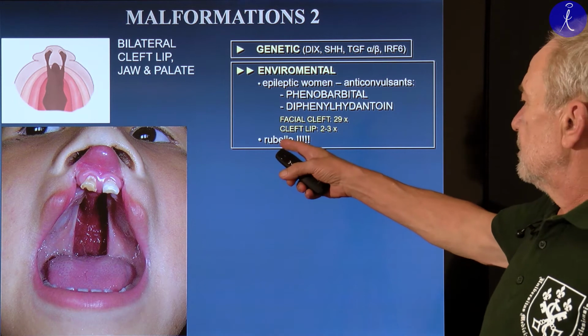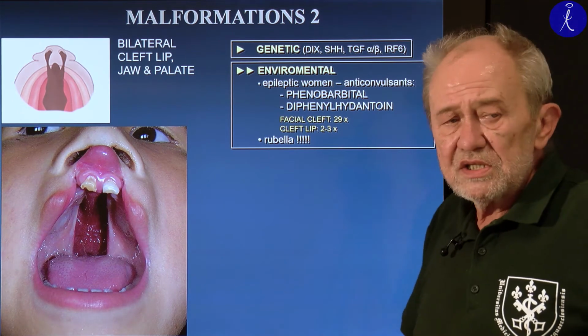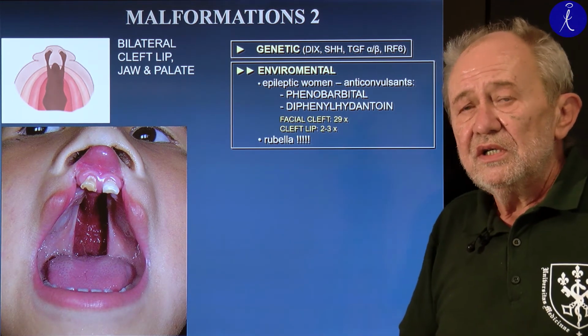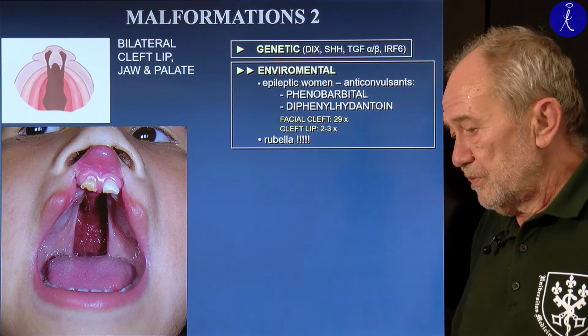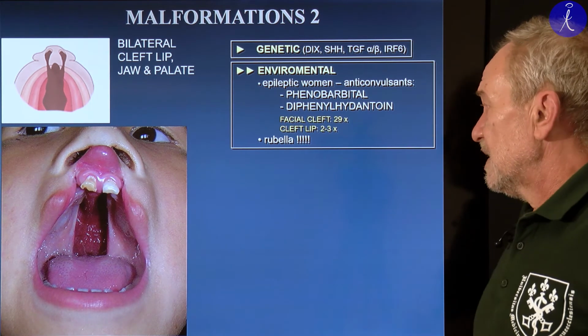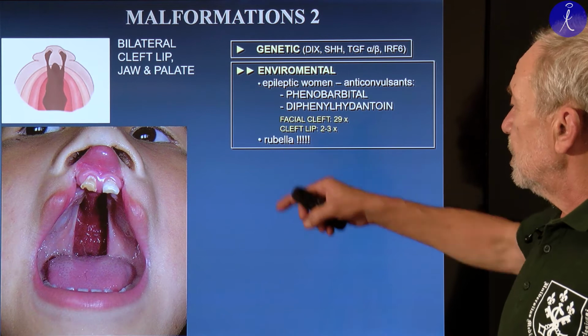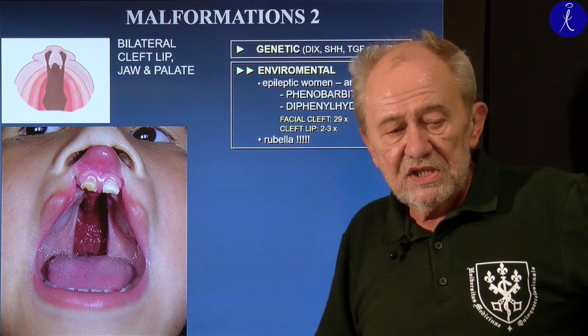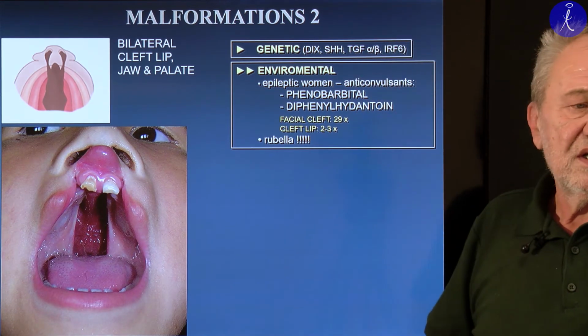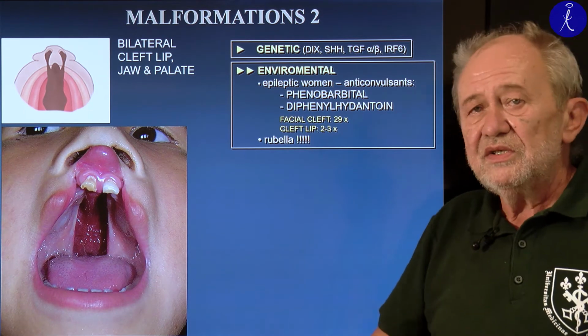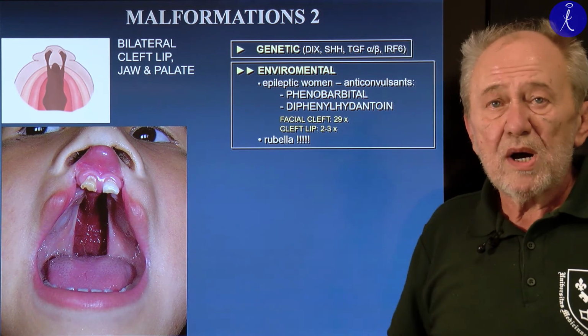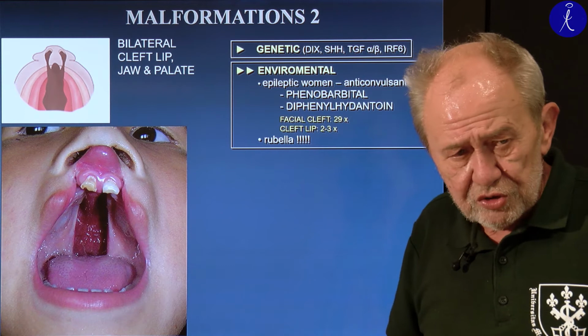And this very dangerous viral infection also could be responsible for some of the malformations. This is rubella. This is so dangerous, and if it is proven that the lady had infection with rubella, this is an absolute indication of abortion.